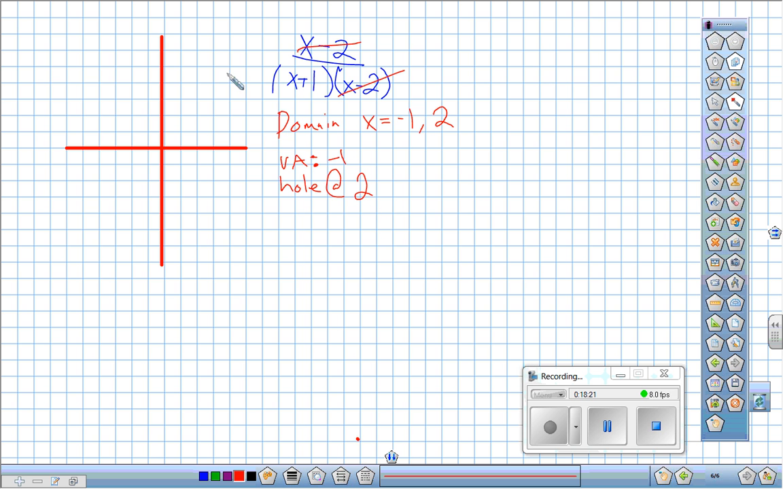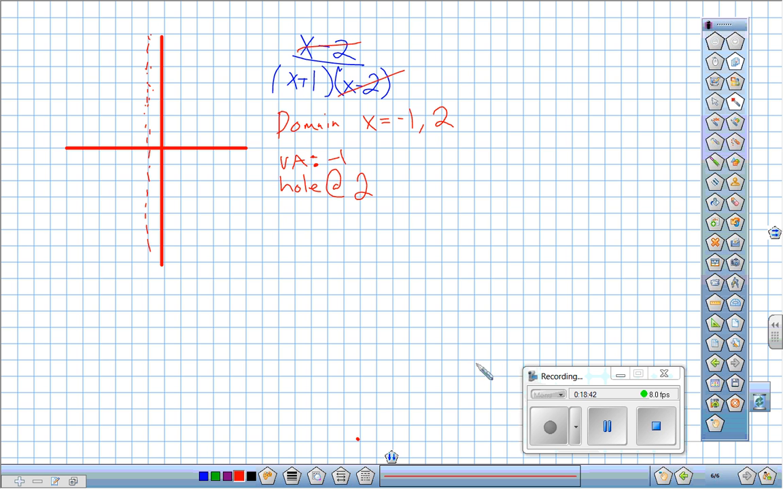So on a graph, your vertical asymptote is at negative 1. And so all you have to do is label your asymptotes for me. If you guys have some graph paper, that'd be great. If not, just try to label things. And a hole at 2.